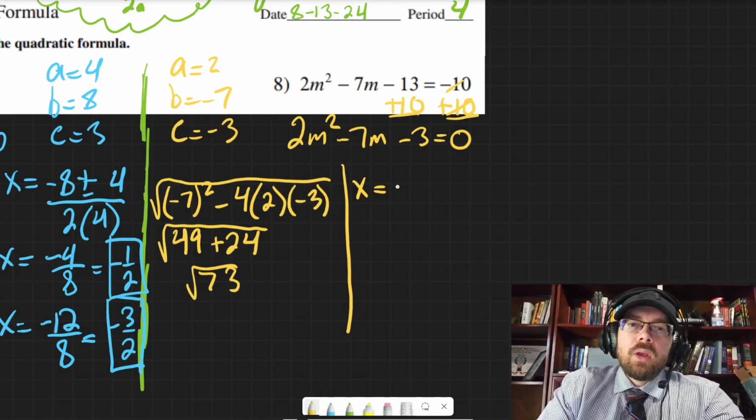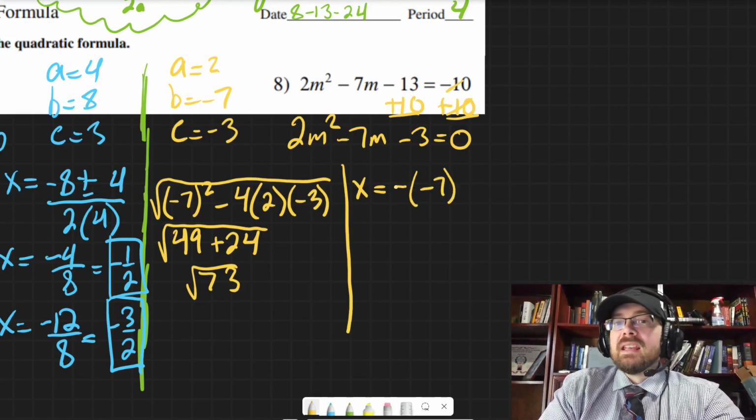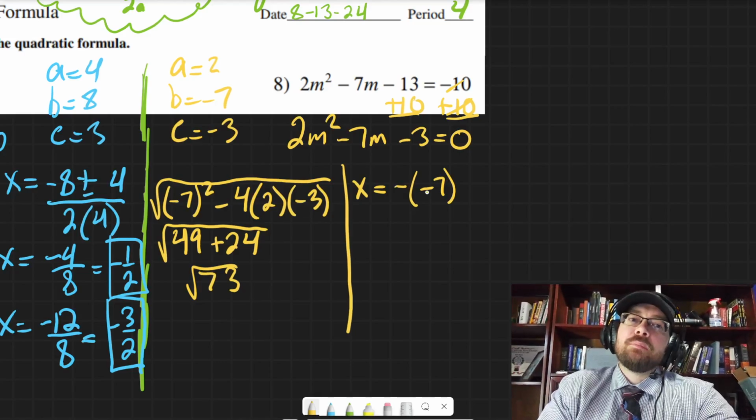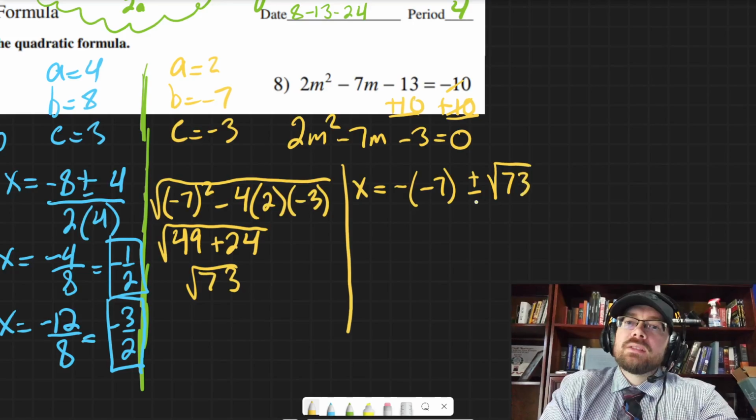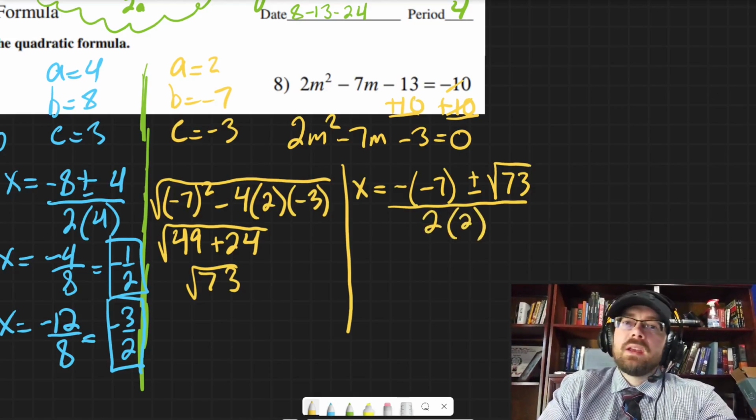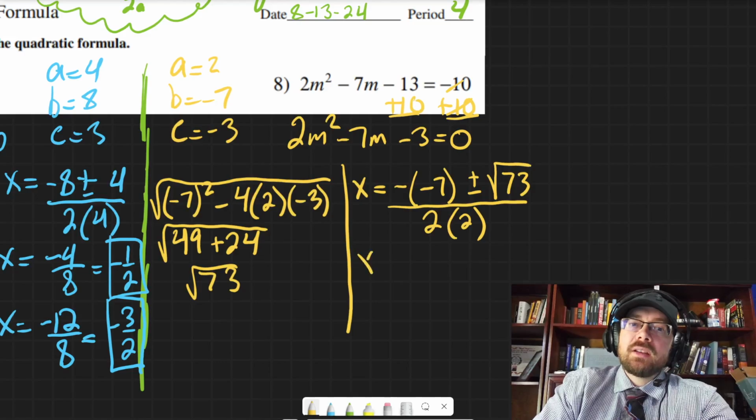So x is equal to negative b. Be really careful about that, because if b is negative, then the opposite of that negative would be a positive, right? Plus or minus the square root of b squared minus 4ac all over 2a. Okie dokie. And then that's not going to simplify that much because I can't do anything with that square root, right? So I'm basically done. That's going to be just 7 plus or minus the square root of 73 over 4. And that's as far as I can go with that.